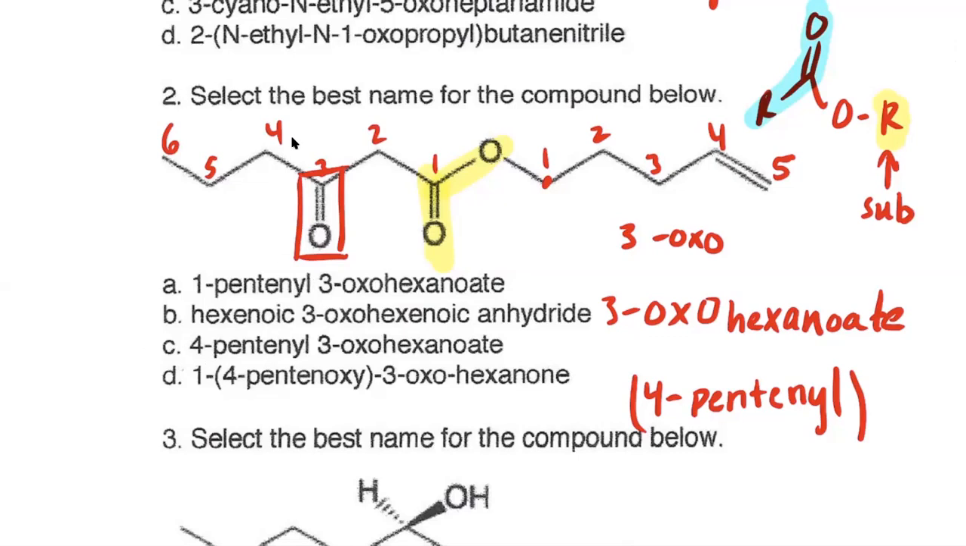Okay. So where were we? So we were saying 4-pentenyl, and so we're gonna want to put that. I shouldn't put a parenthesis here, right? Because it's just coming off of the R group, the oxygen. So that's implied.